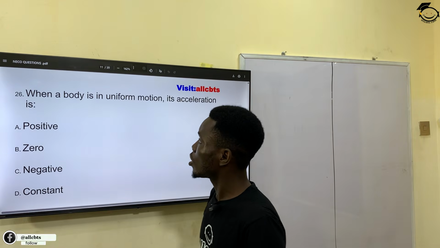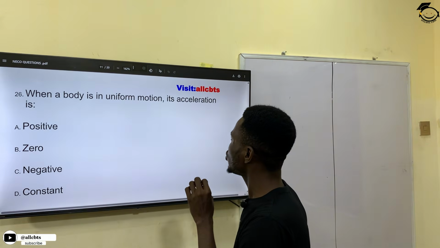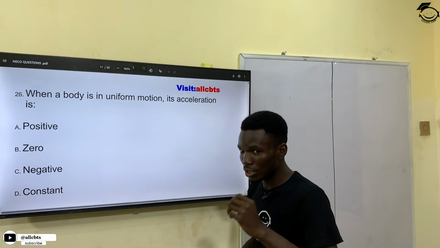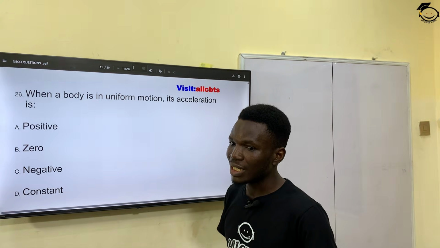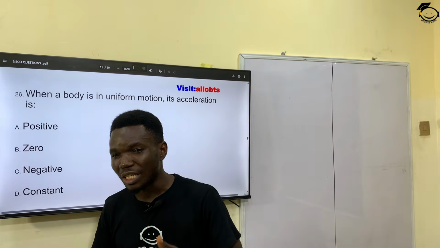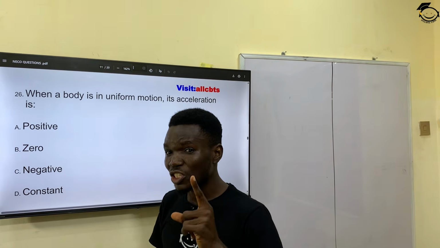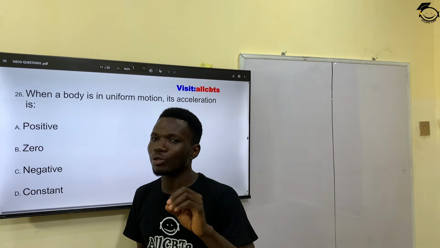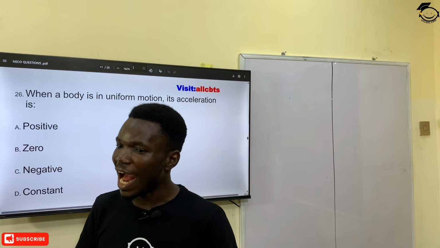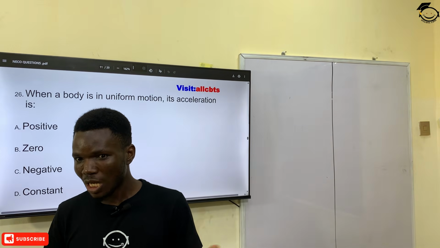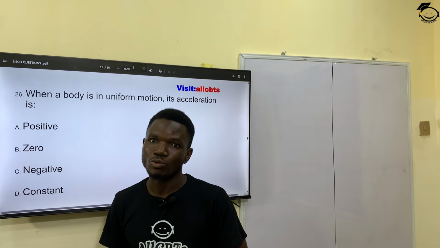So that takes us to question number 26, which says, when a body is in uniform motion, its acceleration is dash. Now, when a body is in uniform motion, it means that body does not change velocity. And if the body is not changing velocity, its acceleration becomes 0, as acceleration is the rate of change of velocity. If velocity is not changing, automatically there is no acceleration. The correct answer to that question is option B. The acceleration becomes 0.